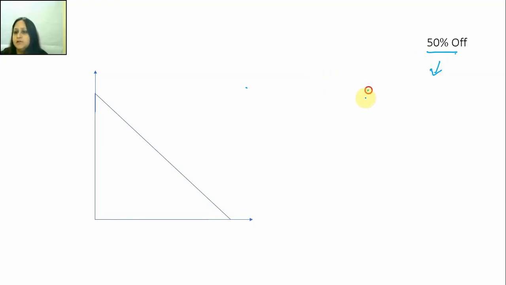This should have been very clear. If P1 is, say, a subsidy or a discount, then my P1 becomes P1 by 2. So earlier my slope was minus P1, because we had good X on the X axis and the rest of the goods on the Y axis.